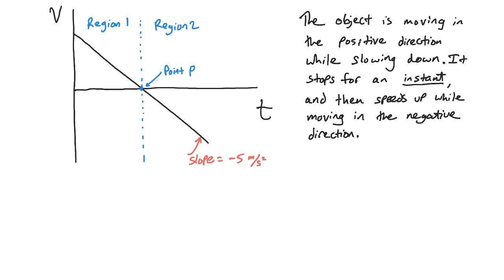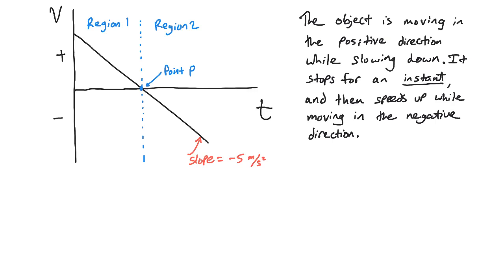All right, well, here's the response that hopefully you were able to get to. The object is moving in the positive direction while slowing down. It stops for an instant and then speeds up while moving in the negative direction. Remember, it's the sign of the velocity that tells us what direction we're traveling in. So up here, those are positive velocities. We have to be moving in the positive direction if our velocity is positive. And then down here, we have negative velocities. We have to be moving in the negative direction if we have a negative value for velocity.